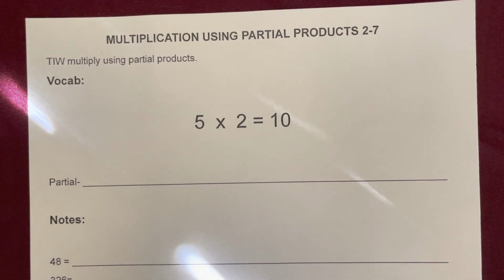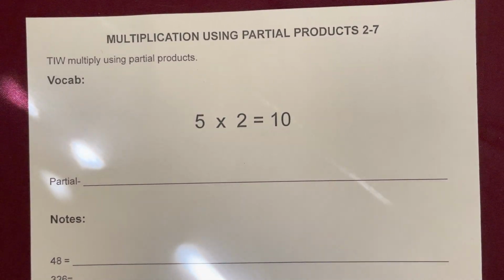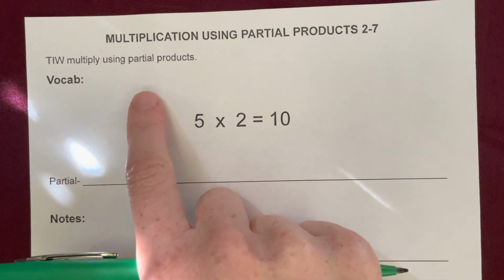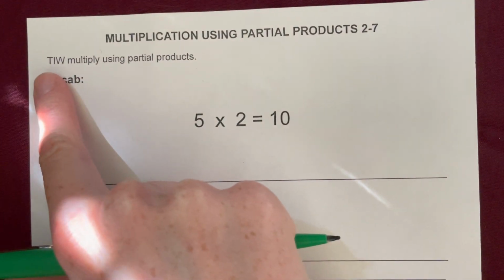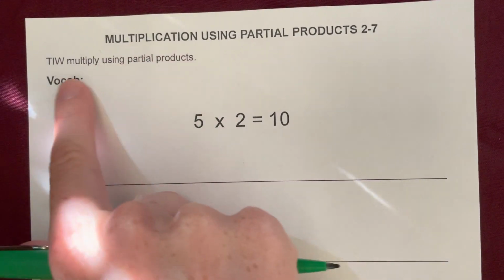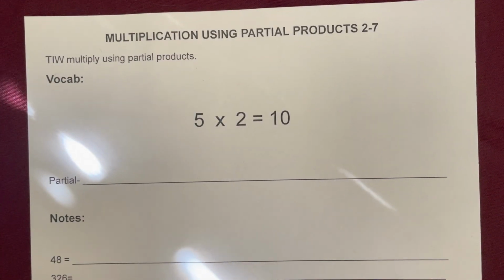These notes might look really familiar to yesterday's and you're like, I already did these. They are different. Last night's was a review of 4th grade. Today you're going to learn the 5th grade way to solve multiplication using partial products. So tonight I will multiply using partial products. That's our end goal for today's lesson.